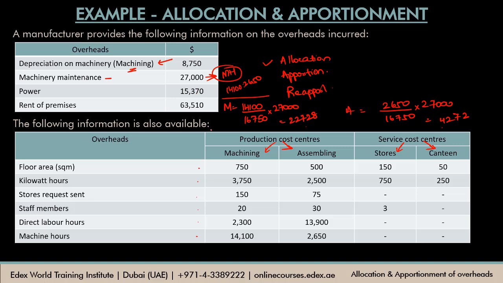Power, 15,730. The kilowatt hours, the energy consumption, can be a suitable basis of transferring the power cost to these four departments, production and the service cost centers, in the ratio of their energy consumption: 3750 is to 2500 is to 750 is to 250, in the same way that I did for machinery maintenance. Rent of the premises: the floor area is given, and floor area would be the best basis to apportion the rent of the premises to the production and service cost centers.